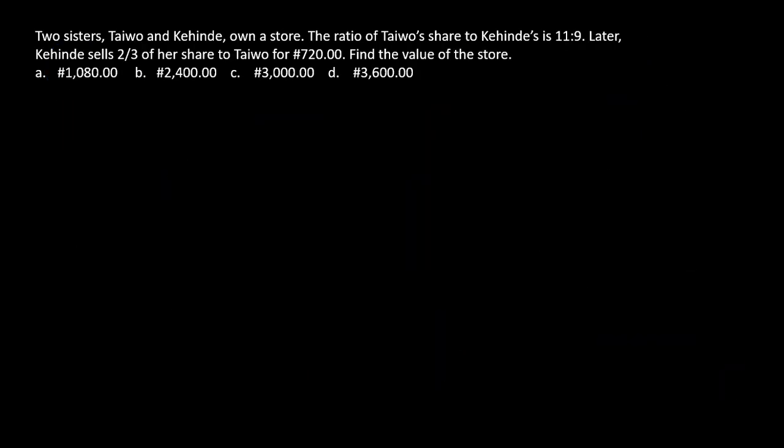Okay, two sisters, Taiwo and Kehinde, own a store. The ratio of Taiwo's share to Kehinde's is 11 to 9. That means Kehinde has a lesser amount. Later, Kehinde sells two-thirds of her share to Taiwo for 720. Let the total money that the two of them have, the value of the store, be x. That's the total money we are supposed to find.